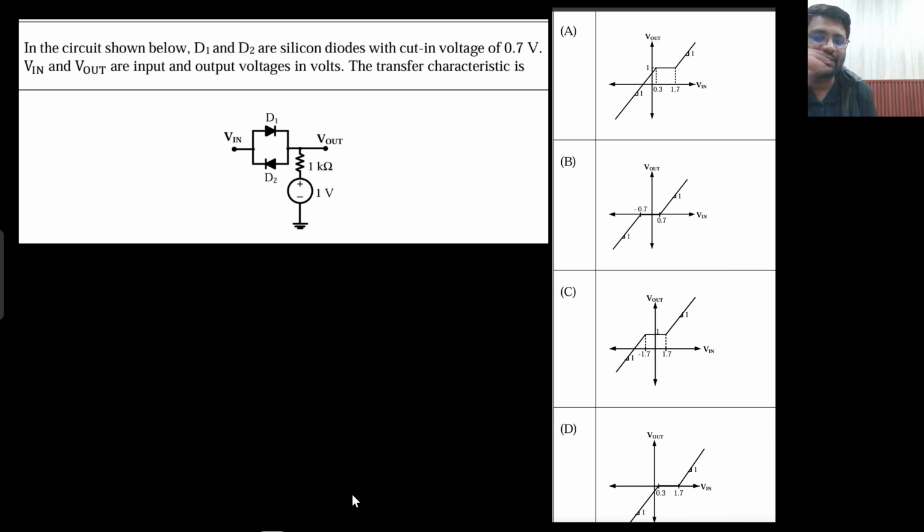So from the diode, I will simply take out the battery. This is your V in. So how will I make this circuitry in the examination? So this is my diode. Simply take out the battery from it.